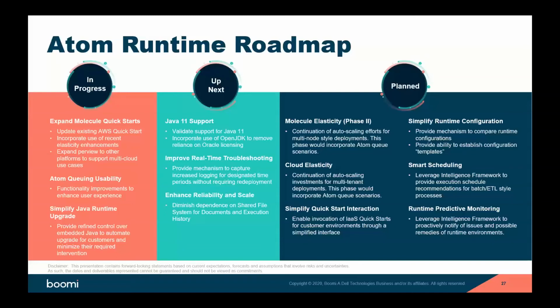The difference being Molecule elasticity is really focused on that single tenant implementation, right? So the aspect of being able to independently scale for your use cases, whereas with cloud elasticity, you want to provide some flexibility as you start to have these multi-tenant infrastructures. How can I allow my individual tenants on that runtime to scale independently of one another, so I'm not having to scale the entirety of my infrastructure to accommodate the use cases of independent tenants within there?